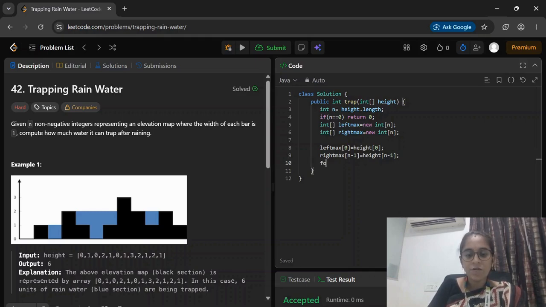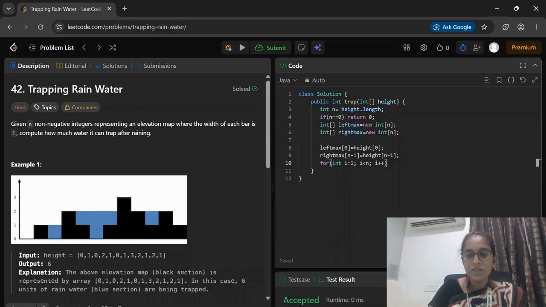Next we take a for loop to traverse the left maximum array and right maximum array. The left maximum array will start at the position i equal to 1, and i is less than n, traversing with i incrementing from the first position to the nth position. The loop is going to traverse like that, right?